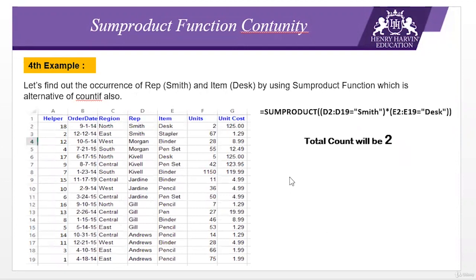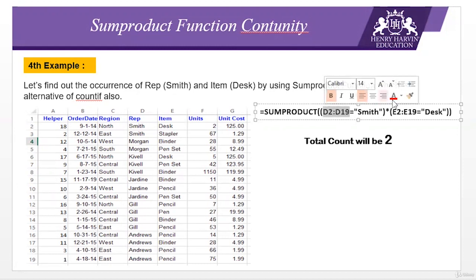So now you see the fourth example I'm giving you here. If we have to find out the occurrence of representative Smith and item dash, there are two things, as we have seen COUNTIFS already. That function we use to find out the occurrence. So over here we can use our SUMPRODUCT function. You can see if D2 to D9 series is equivalent to Smith, that should be multiplied by, so rather than array, you can use this multiplication also.